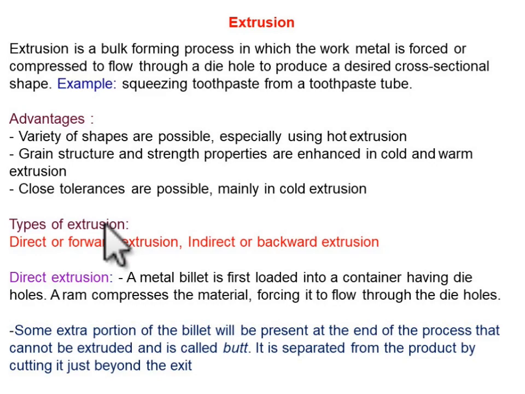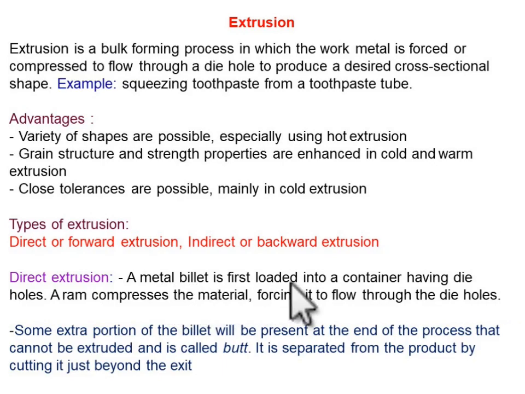These are the two types of extrusion process that we basically use: direct or forward extrusion and indirect or backward extrusion. In case of direct extrusion, the force direction and the movement of the billet material are in the same direction. We will see that in the further slides.